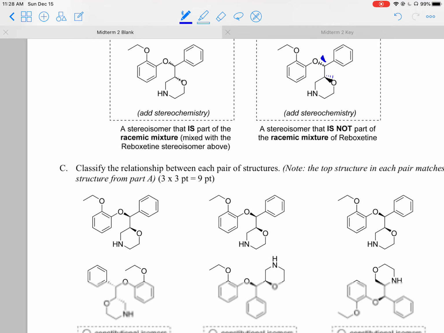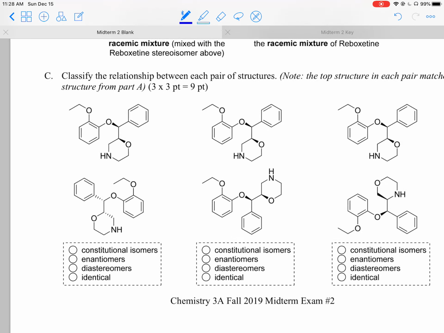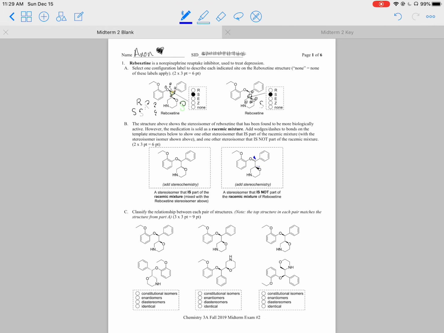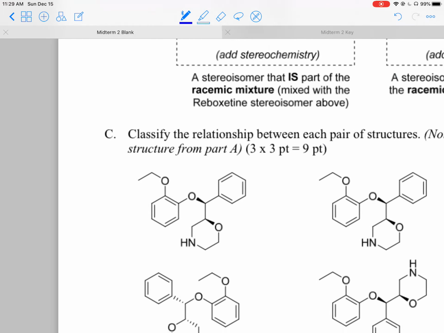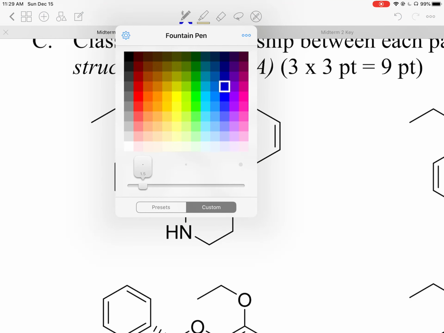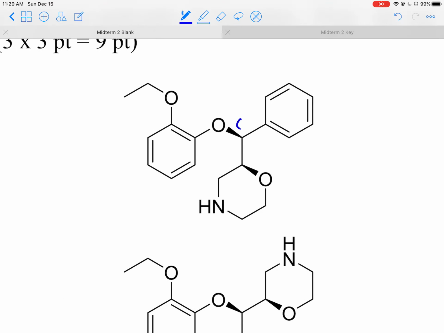Okay, so the last problem on this page, it says classify the relationship between each pair of structures and note the top structure in each pair matches the structure from part A. So that means it's going to have the same stereocenter. So let's go ahead and include that. They're both S in part A. Actually, let's just keep it on blue. So let's just label that as S. That might come in handy when we're checking it with the bottom ones.